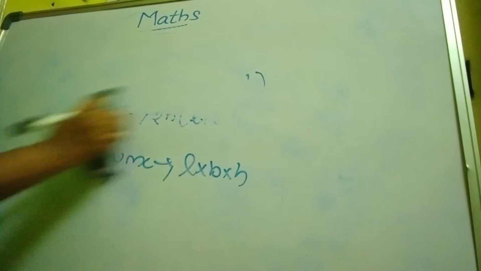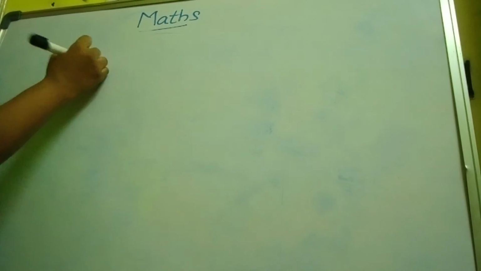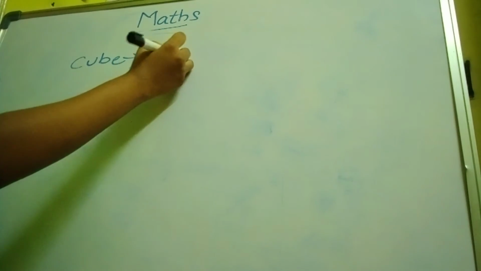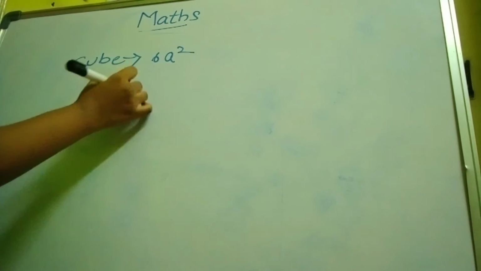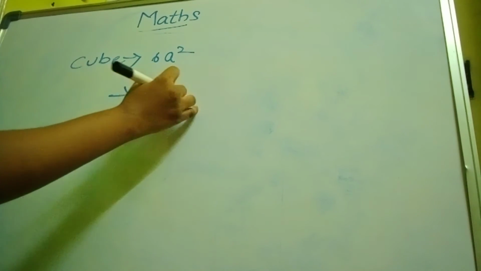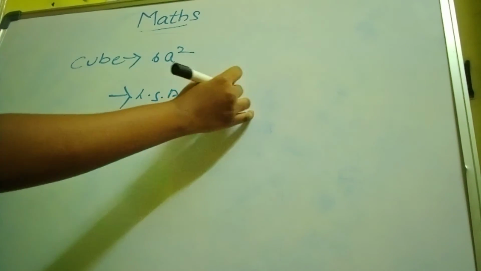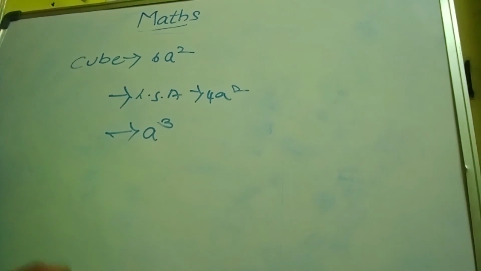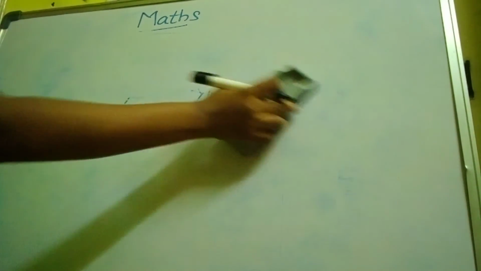We are going to see cube. TSA of cube, 6a square. LSA, 4a square. Volume, a cube. Right. Cube also completed. Now we are going to cylinder.